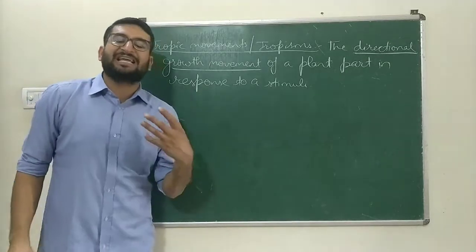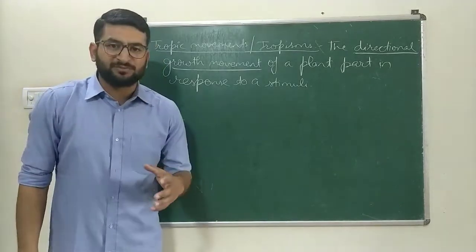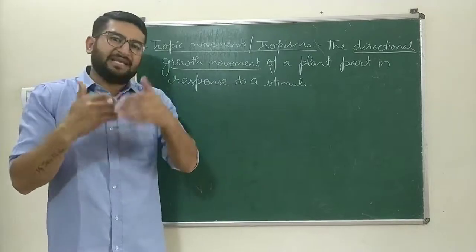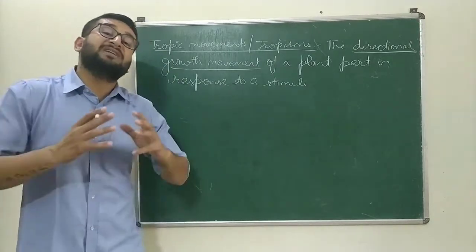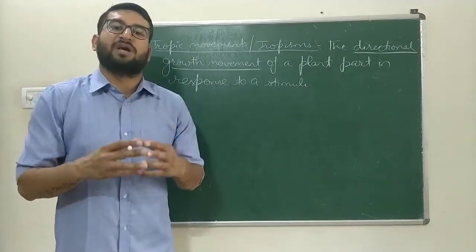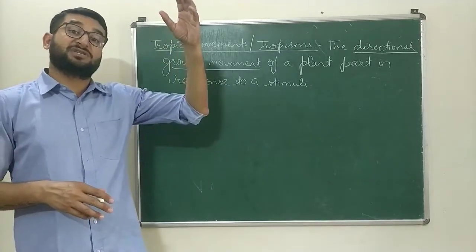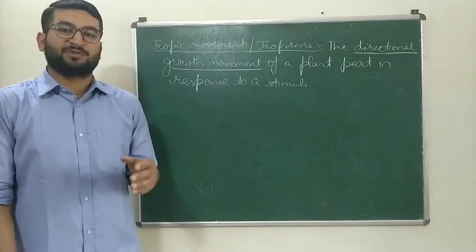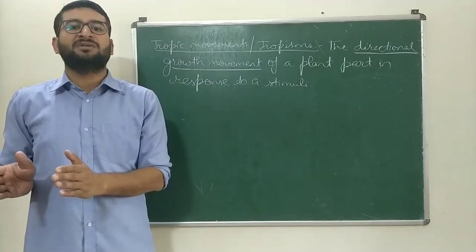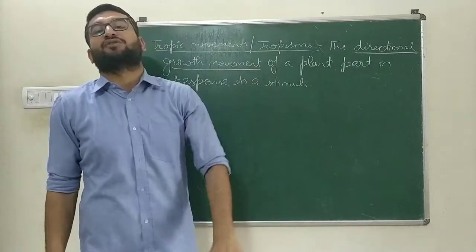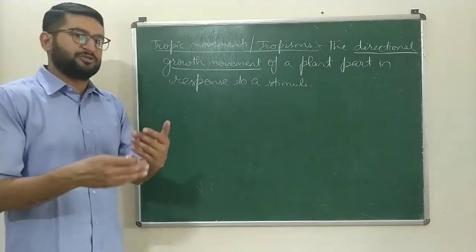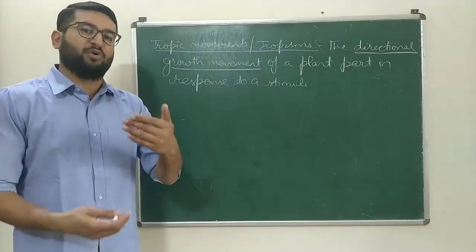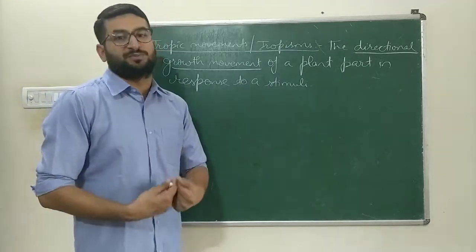Why they are known as directional? Because the response in case of tropisms depends on the direction of stimuli. The direction of stimuli will decide the direction of response. Whether the direction of response is either in the direction or against the direction of stimuli. So the tropisms are further subdivided into 2 forms: positive tropisms and negative tropisms.